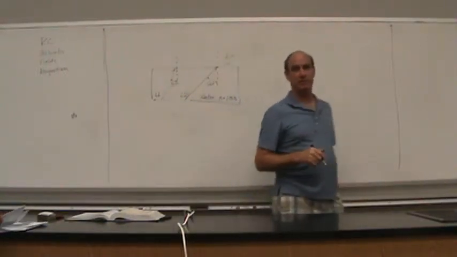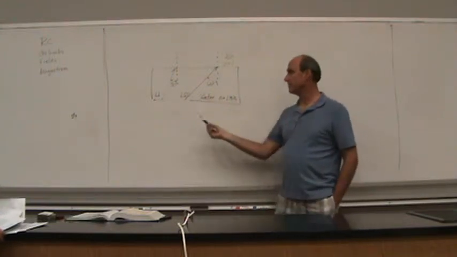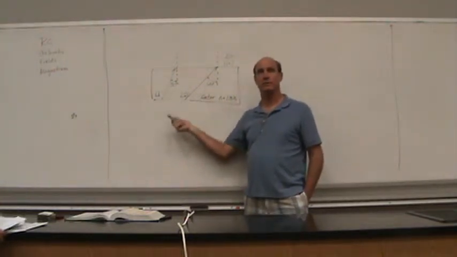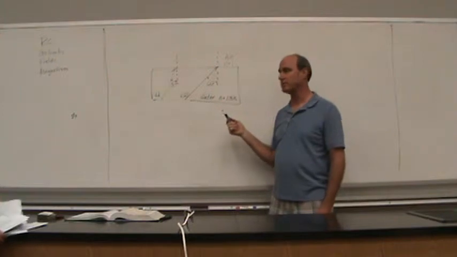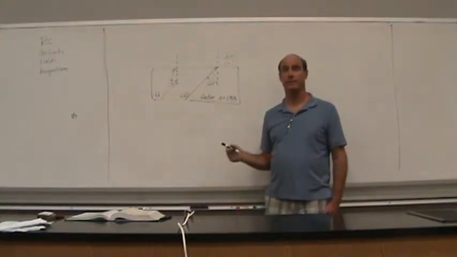Okay, so this is problem 8 on test number 4. We have two lights at the bottom of a pool. They're shining up at different angles to the surface. And so the question is, what happens with each one?